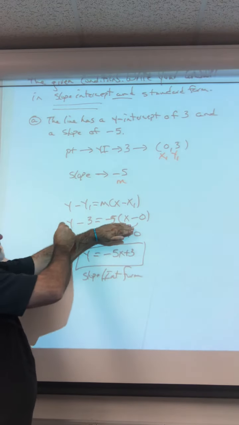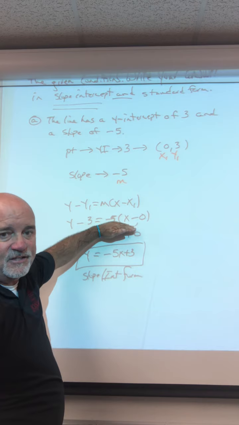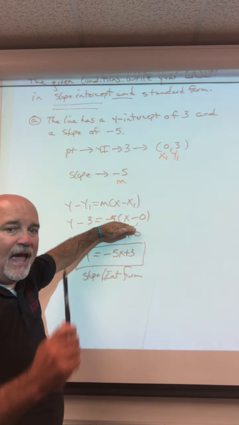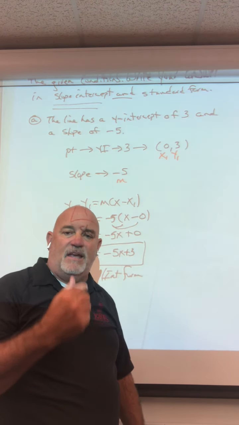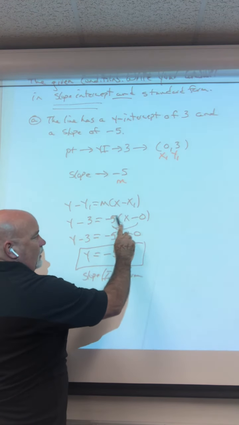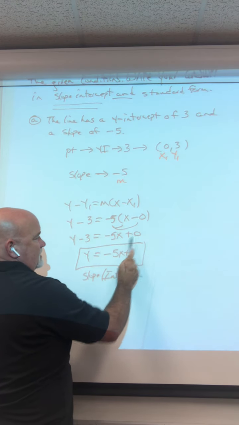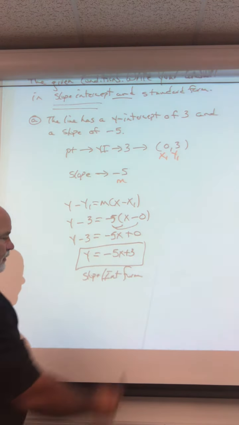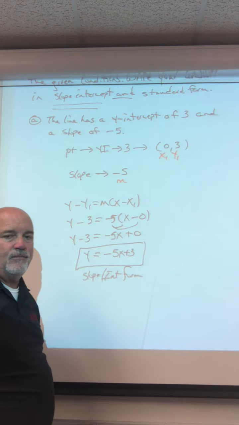Now, this is the answer right here. That's the answer. But I don't want to leave it in this form. The problem says write it in slope-intercept form and in standard form. What does slope-intercept form mean? It means solve it for y. Get the y by itself. So I'm going to distribute here. -5 times x, -5x, -5 times -0 is plus 0. And then to get the y by itself, you move the 3 across. This is slope-intercept form. And it's a slanted line.